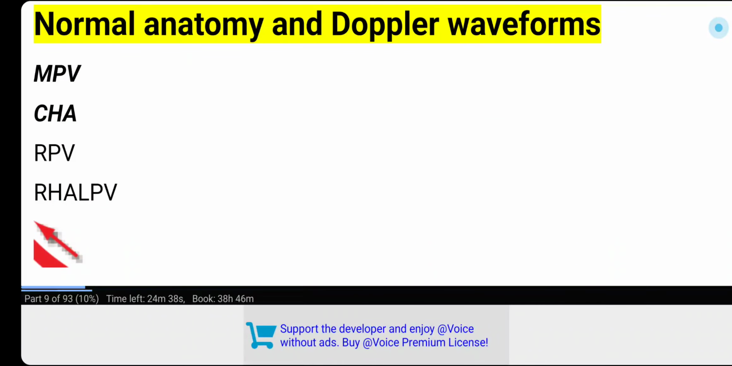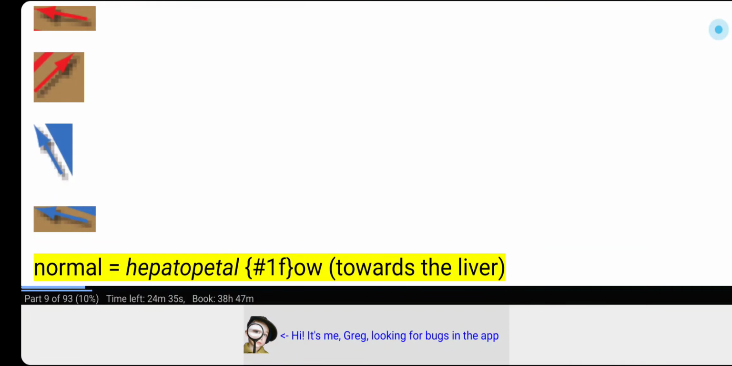Hepatic Doppler. Normal anatomy and Doppler waveforms. MPV, CHA, RPV, LPV. Normal equals hepatopetal, meaning flow is toward the liver.